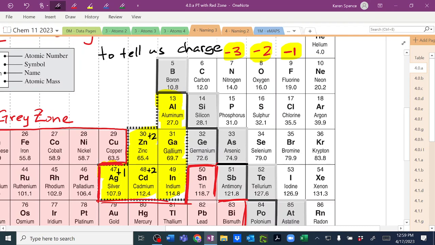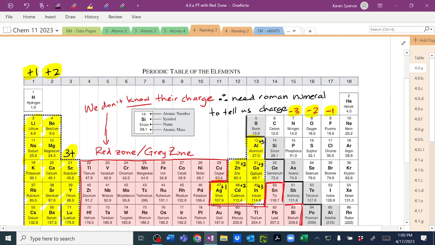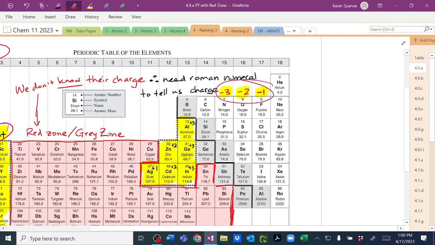And then how about aluminum, gallium, and indium? +3. Now, those ones you could actually figure out from their valence electrons because they are in group 13. So how many valence electrons in aluminum? 3. So when it becomes an ion, it will lose 3 electrons to become +3. So you are responsible for knowing 1, 2, 3. Over here, you're responsible for knowing 3, 2, 1, or 1, 2, 3, and you're responsible for knowing 1, 2, and 3.